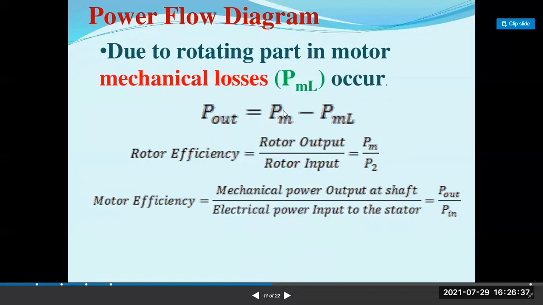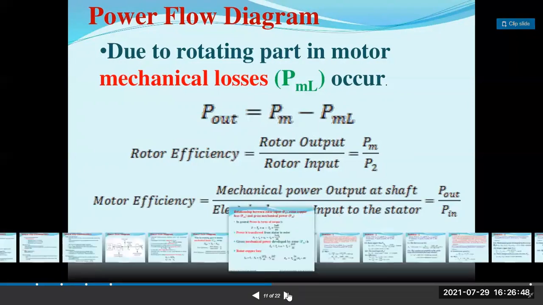Okay, when you put different values of PM, then P2, then PSL, then PCU, you will get the PM value, and from that you will get the motor efficiency as well as the rotor efficiency of the induction machine.